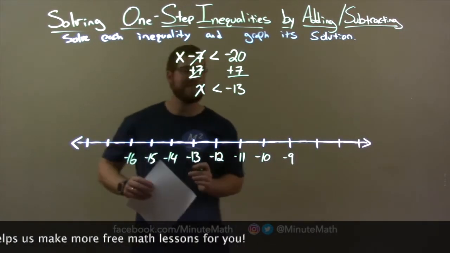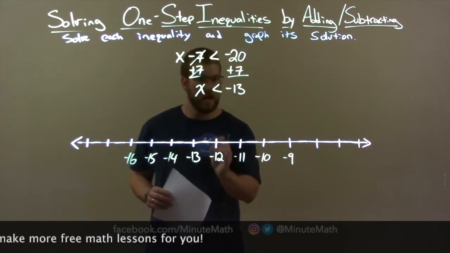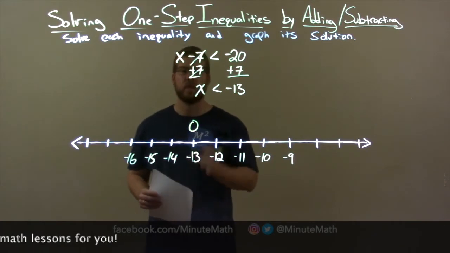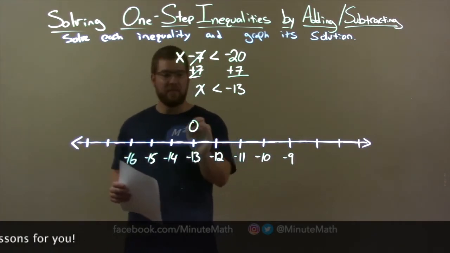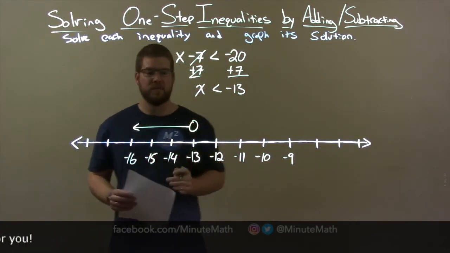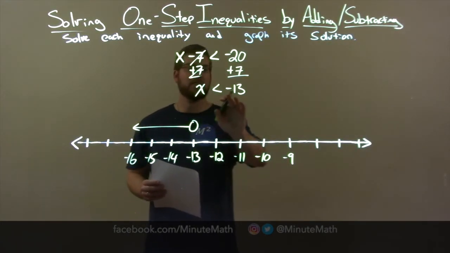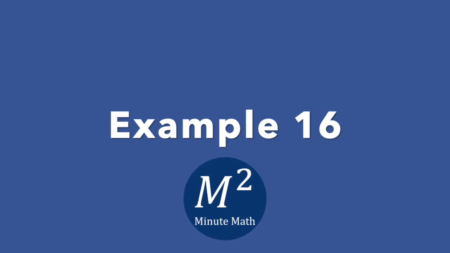Well, since x is less than negative 13, it's not equal to, right? So we have an open circle here at negative 13. The arrow goes to the left because x is less than it. So now we have our graph that matches our final answer. x is less than negative 13.